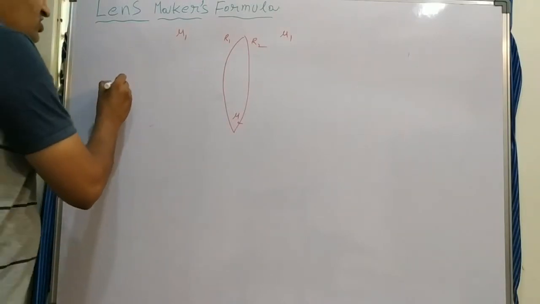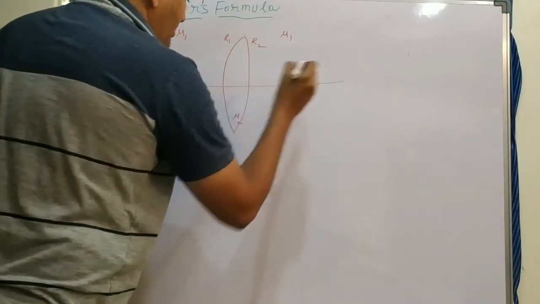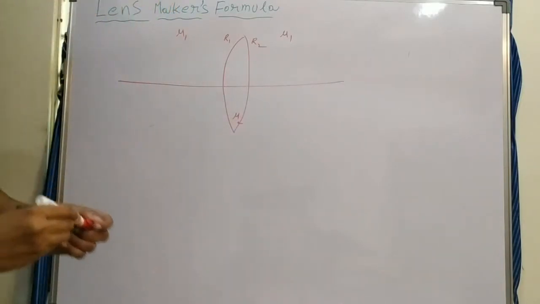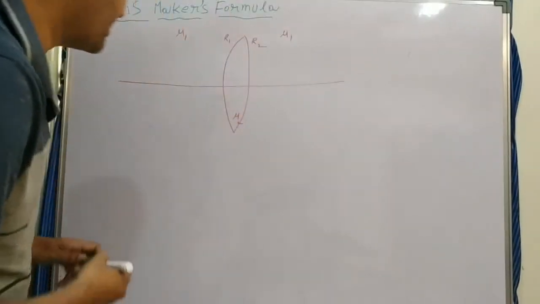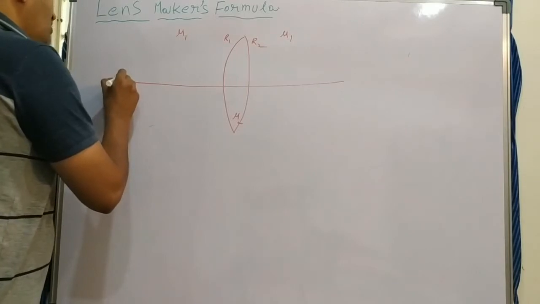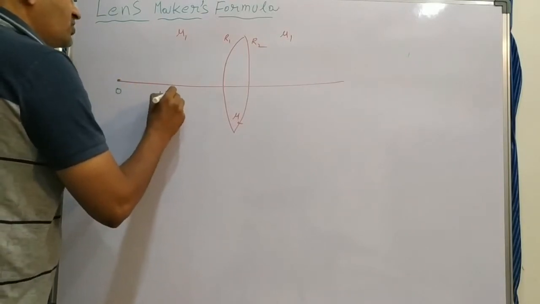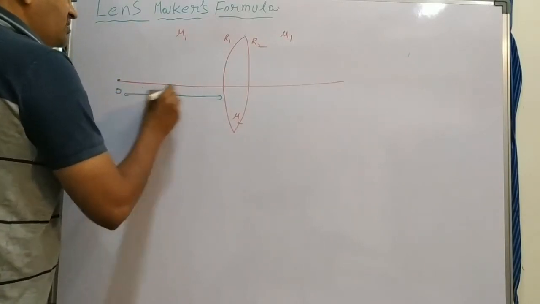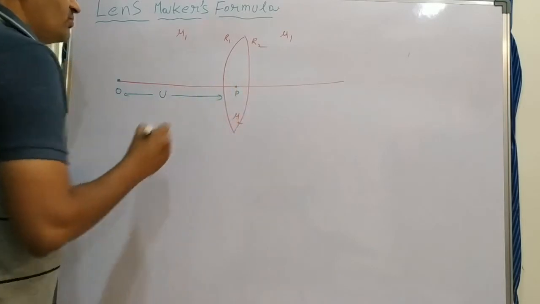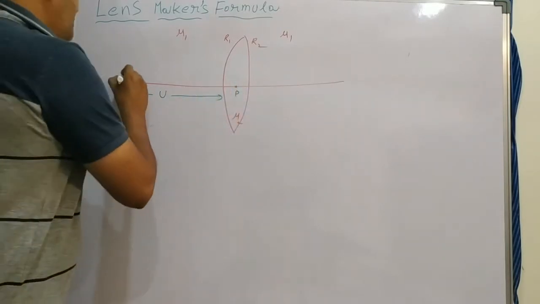So this is the principal axis. Suppose the object is at a particular distance, somewhere here is the object O, which is u distance from the optic center P, and this is the incident ray.